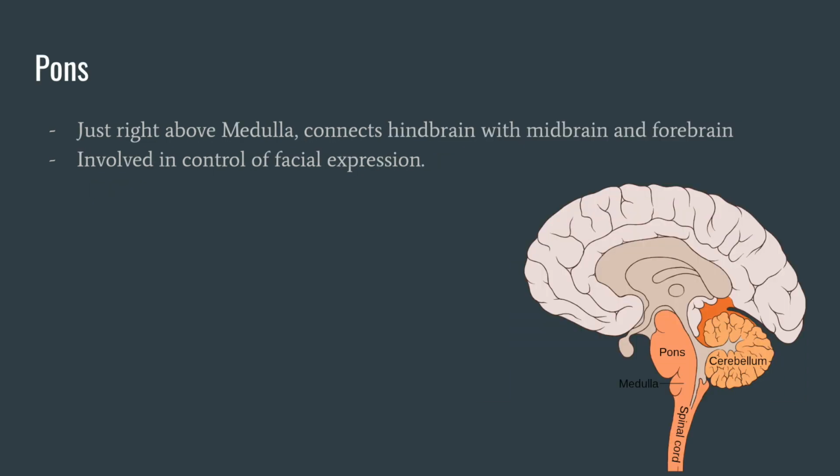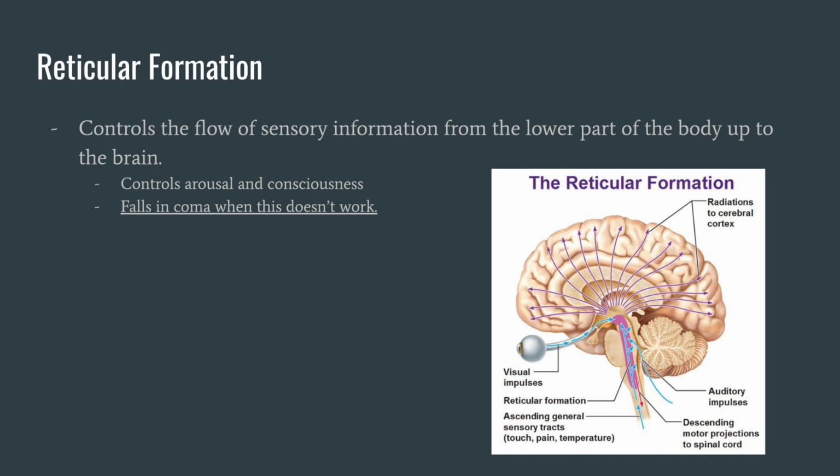Next is the pons. It is just right above the medulla, and it connects the hindbrain with the midbrain and forebrain, and it is involved in control of facial expression. The reticular formation controls the flow of sensory information from the lower part of the body up to the brain, which means it controls arousal and consciousness. If you damage this part, then you fall into a coma. You really have to memorize this part. You fall into a coma when this doesn't work.